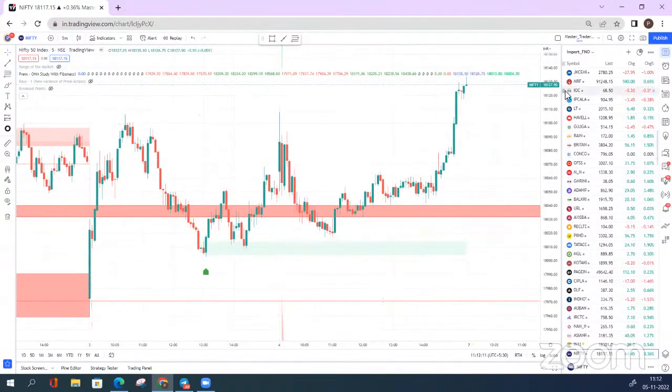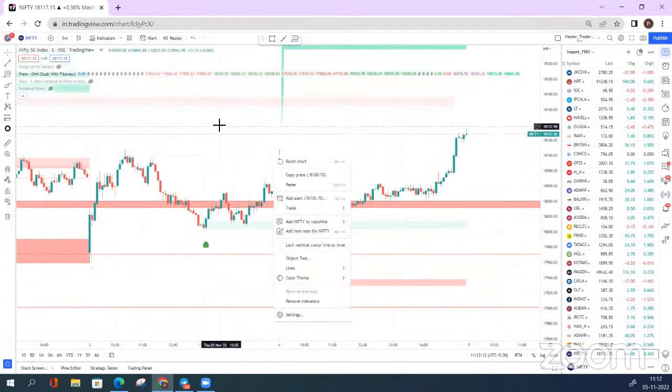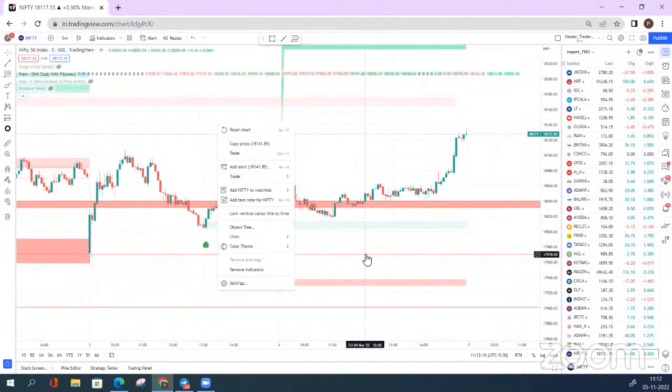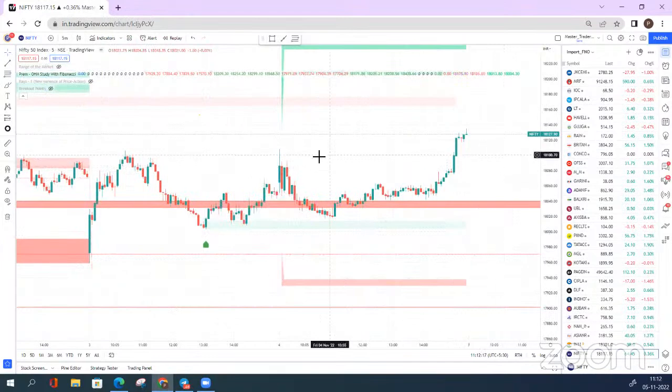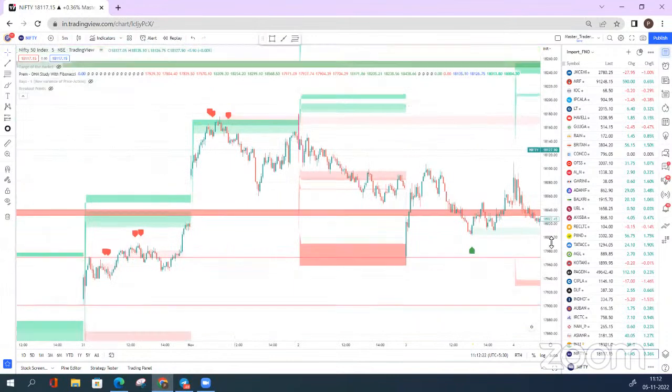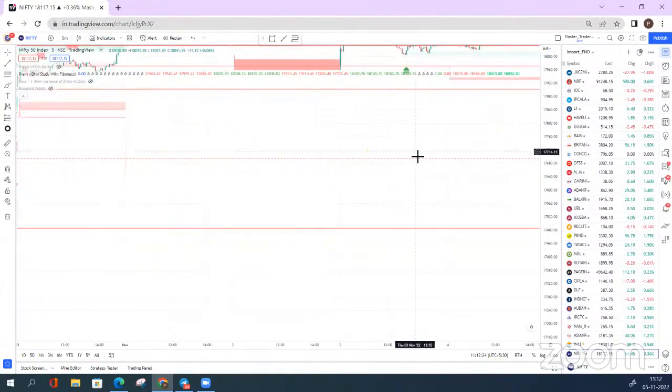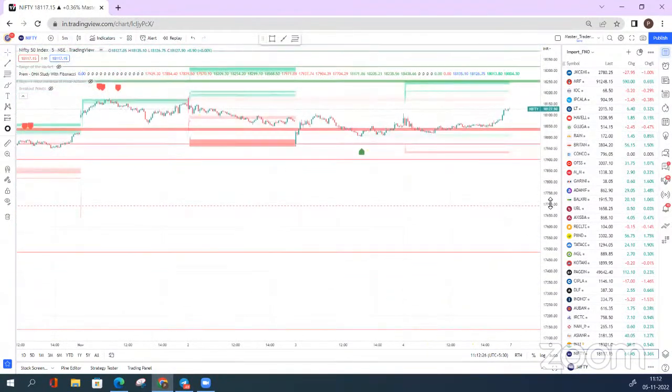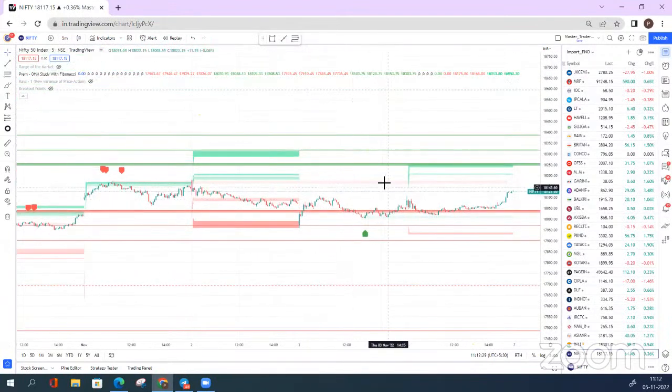When you see this indicator, it automatically creates levels. I didn't mark any of them. You see here, it has 3 levels on the top and 3 levels at the bottom. You have a zone kind of marking here. We have one level and a second level.